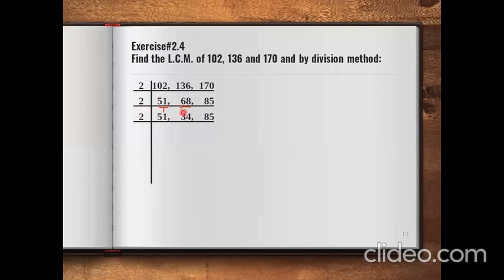How? 2 into 3 is 6 and 2 into 4 is 8. Now this 85 cannot be divided by 2, so you will simply copy it down as it is. Now, as you can see, you will again get 34 here that can be divided by 2. So you will pick your next prime number, again 2, and simply divide this 34 by 2. So you will get 2 into 1 is 2 and 2 into 7 is 14.